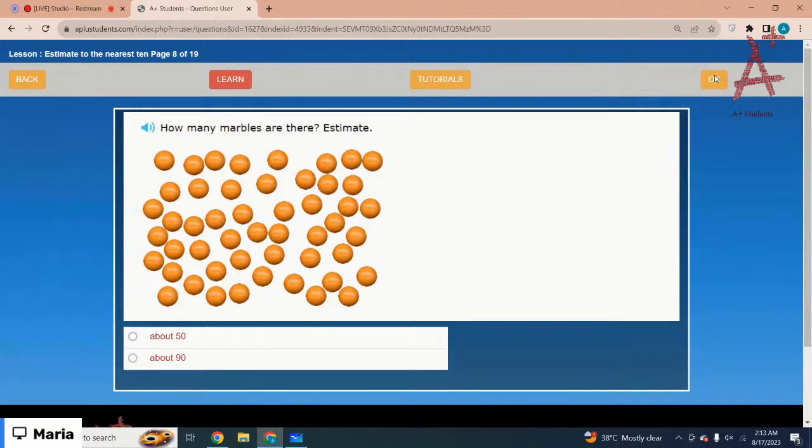How many marbles are there? Estimate. About 50 or about 90. They are about 50. 90 is much more, right? So they are just about 90.